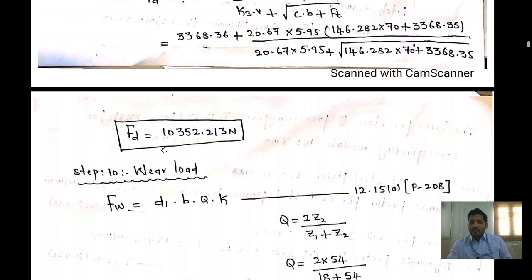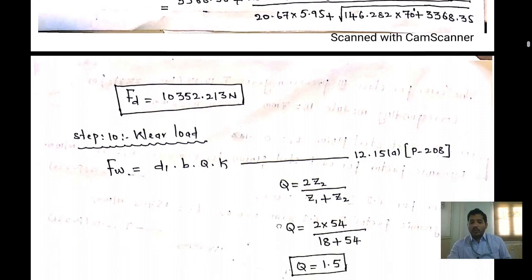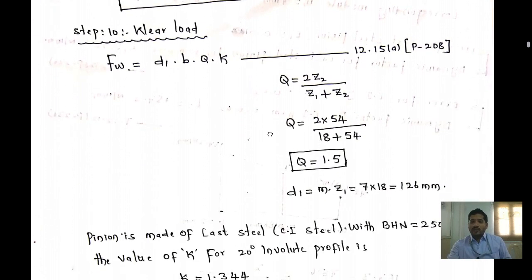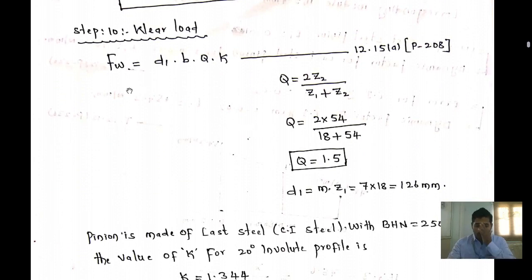10352.213 Newton. After finding the dynamic load, we need to find the wear load. To find the wear load, we go to the formula: wear load equals D1 into B into Q into K. Clear? We have the formula Q equals 2Z2 by (Z1 plus Z2).